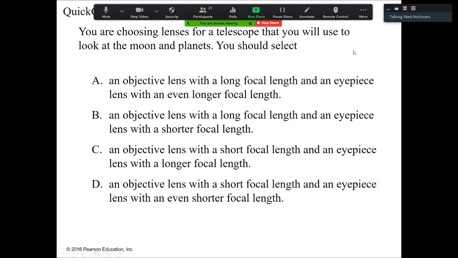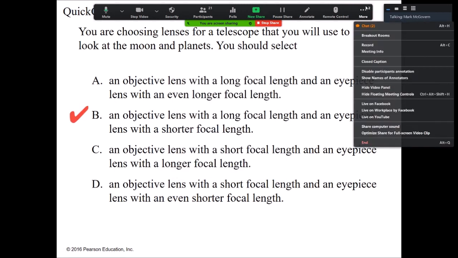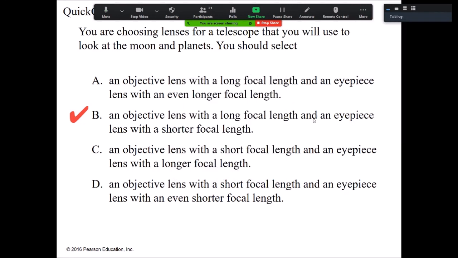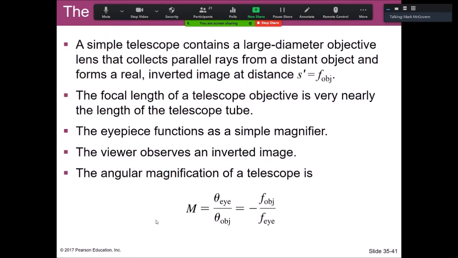Well, I'll just tell you. The answer here is B. You want an objective with a long focal length and an eyepiece with a short one, because if you look back at this ratio here, you will try to make the angular magnification large. Large focal length is good. That's why you typically see telescopes very long, and your eyepiece focal length needs to be very short.